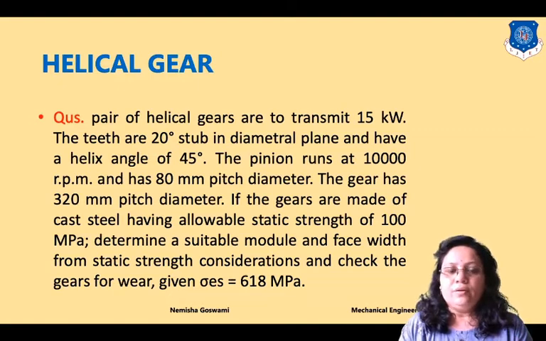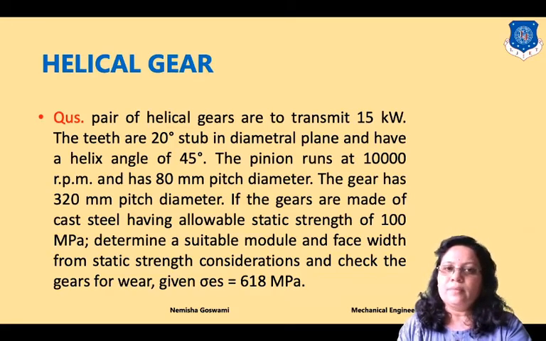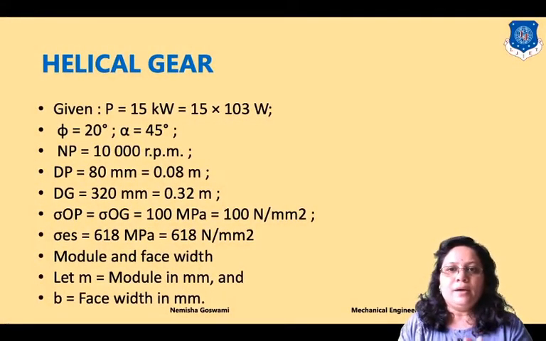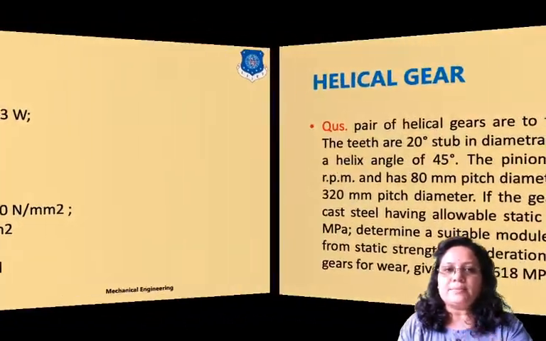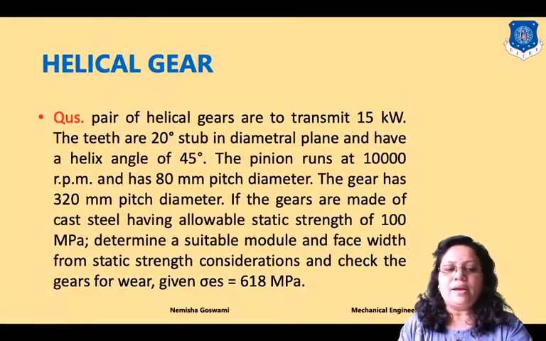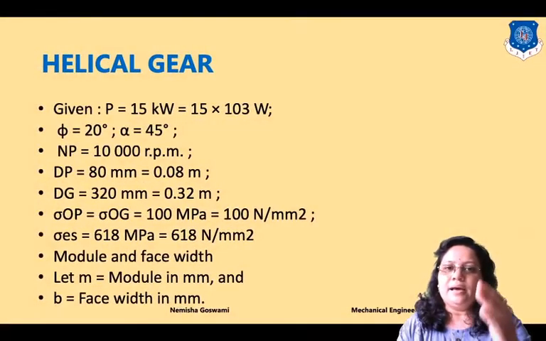Determine a suitable module. You have to find out, first, the module, and second, the face width from static strength consideration, and check the gears for wear. Given the endurance strength, here sigma ES is your endurance strength, and this is equal to 618 megapascal. So first of all we will write down the given data, and then what you have to find, and then we will follow the procedure, right? First of all, I have explained each and everything in the question, what is given and what you have to find. Just check whether I have written the data in a proper manner, right?